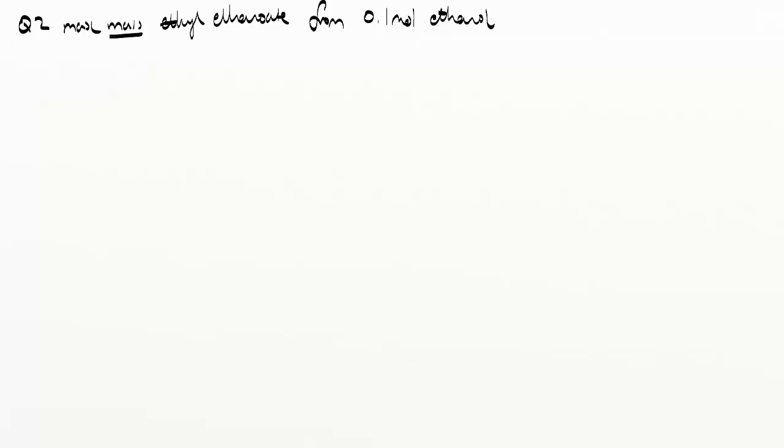All right, so the second question is going to be this. What is the maximum mass of ethyl ethanoate that can be obtained from 0.1 moles of ethanol? How are we going to do this? Well, the first thing that we want to do is realize that this is a stoichiometry question, right?